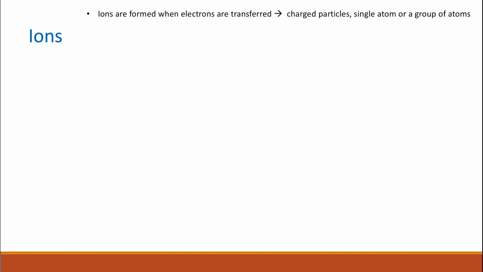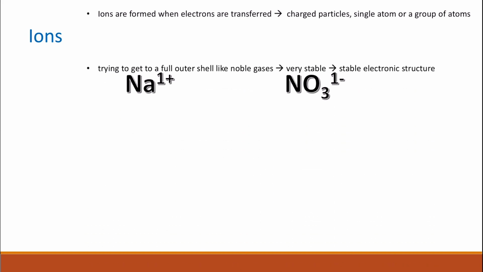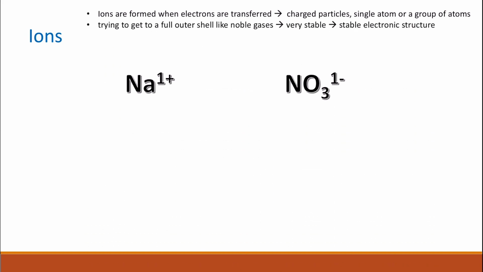Ions can either be a single atom like sodium 1+, which comes from the loss of one electron, or it can be a group of atoms like nitrate, NO3 1-. Normally, elements try to get to the full outer shell like noble gases when they gain or lose electrons, because the full outer shell means more stability, so a more stable electronic configuration.